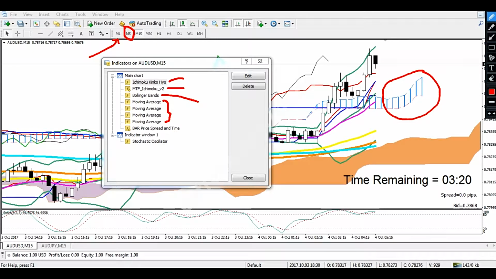So I rarely use this stochastic oscillator. It's just very rare. Sometimes I look at it, but I don't use it very much.